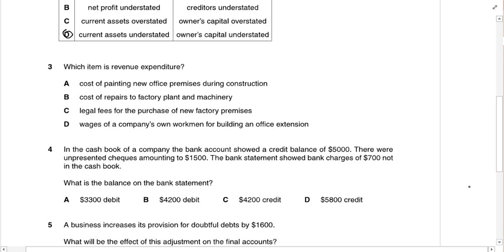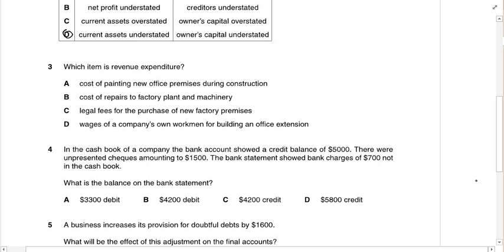Look at question number 3. Which item is revenue expenditure? Remember, revenue expenditure is money spent in the normal course of trading, that is in the day-to-day running of the business, including amounts incurred in maintaining the current earning capacity of non-current assets. So we look at the amounts there to find what conforms to our definition, right? Cost of painting new office premises. I think that's a cost of bringing an asset to a working condition or to its intended condition. So that can never be revenue expenditure.